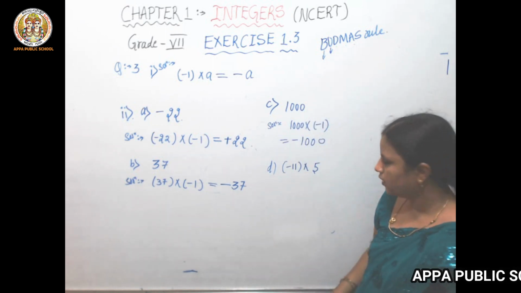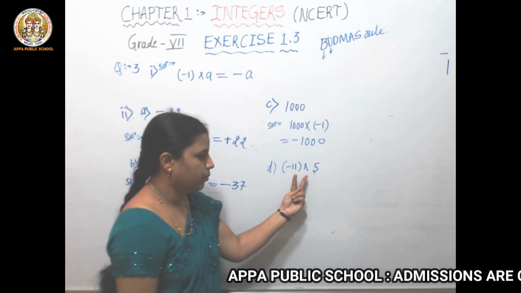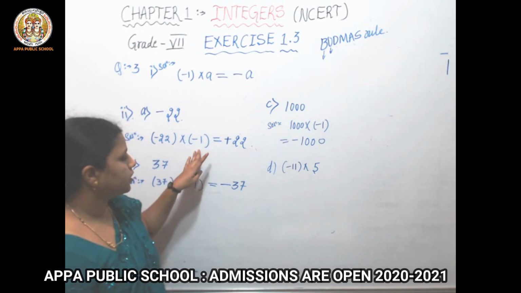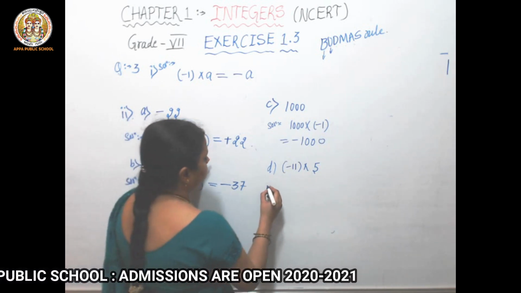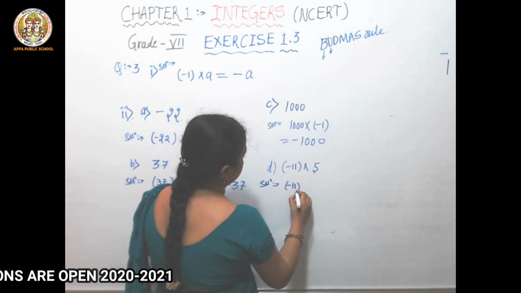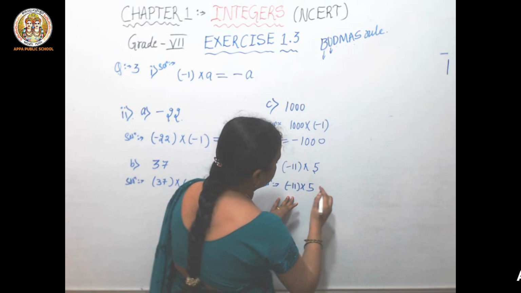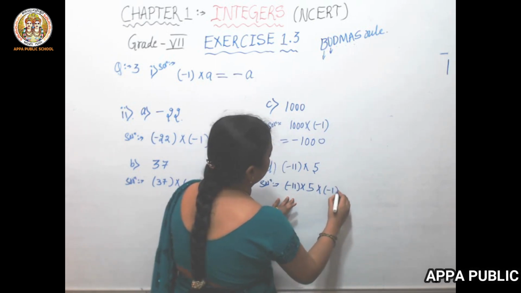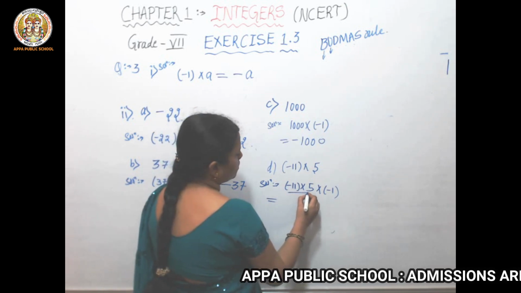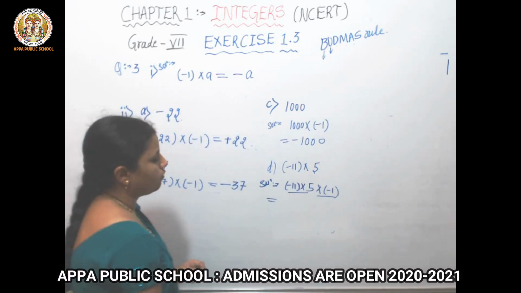Minus 11 into 5. See here, already two numbers are there. Again you have to multiply these two numbers with the product, that is minus 1. The solution is minus 11 into 5. This is the question. What you have to do? This multiply with the minus 5. Clear? Now first find out the product of this and afterwards we calculate with this minus 1.